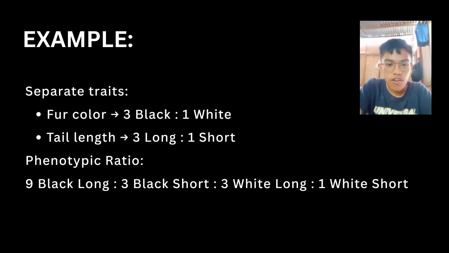By the use of fork-line method, katong branches, we can determine its phenotypic ratios, which we have 9 black long, 3 black short, 3 white long, 1 white short. Therefore, our phenotypic ratio is 9:3:3:1.